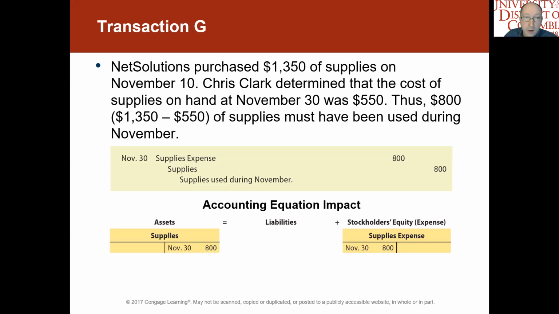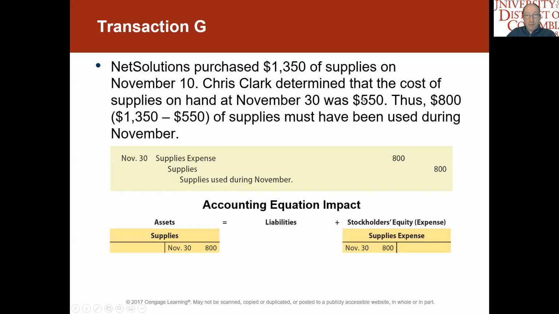We determined that the cost of the supplies on hand was $550. Thus, we are going to record $800 worth of supplies that were used during that month. This type of transaction you could consider to be an adjusting entry, because we are recognizing that we used this amount of the supplies during that particular month.